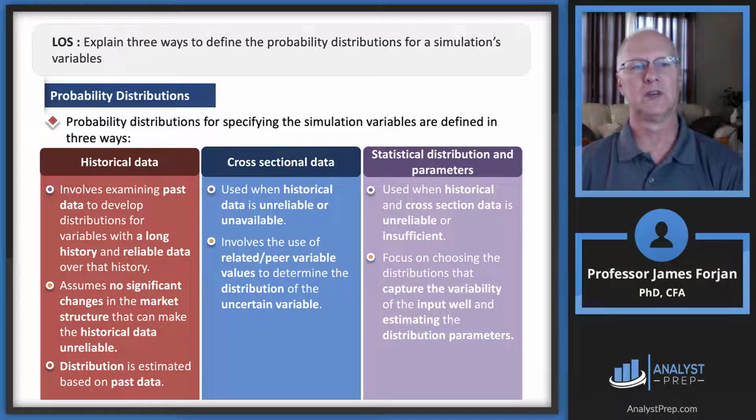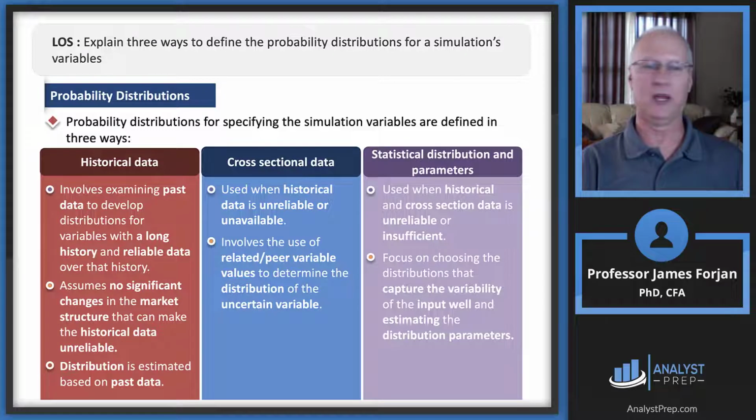Let's look at this LOS about probability distribution. So this is what I was saying just a moment ago. So historical data. So let's go back to Malibu Boats. So it's got 40 years, let's say, of revenues and expenses and beta and all that stuff. And of course, this is internally generated data. So, boy, it's a long history, right? And it's reliable because it's company resources.